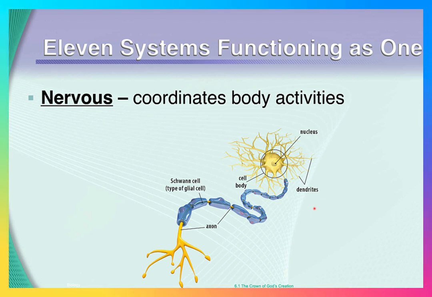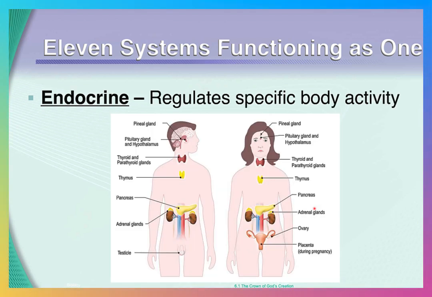The nervous system is responsible for coordinating activities in the body. The endocrine system regulates body activities. The nervous system and the endocrine system have two similar purposes, regulating body activity. But the endocrine system acts much more slowly through the use of chemicals called hormones, whereas the nervous system acts much more quickly, primarily through chemicals known as neurotransmitters.